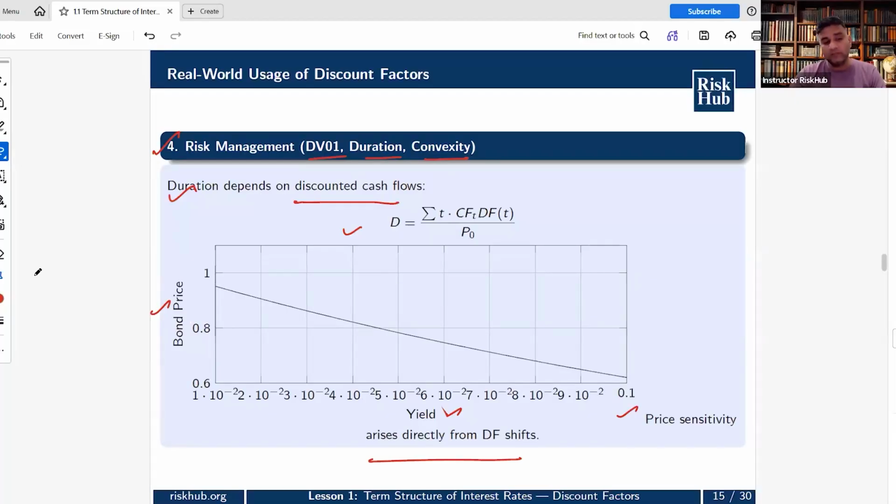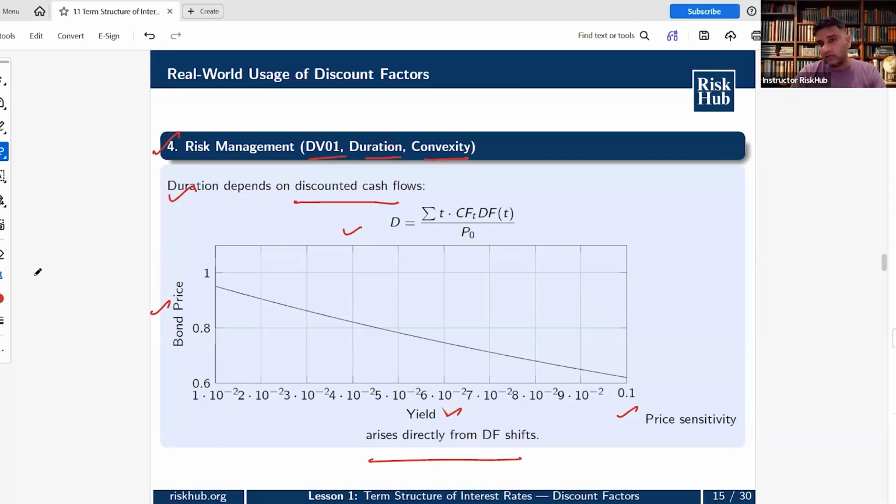D is the Macaulay duration measured in years. t is the time the cash flow arrives. CF sub t is the cash flow at time t. P naught is the bond price, which is the sum of the discounted cash flows, right? Each cash flow's present value is weighted by how long you wait for it, dividing by price turns those weights into fractions, and adding them up gives the result: the average waiting time for the bond's money.